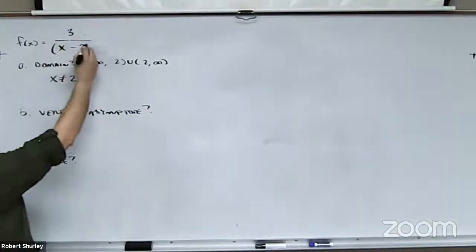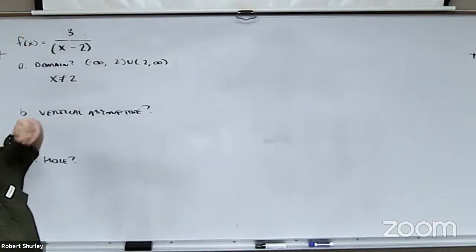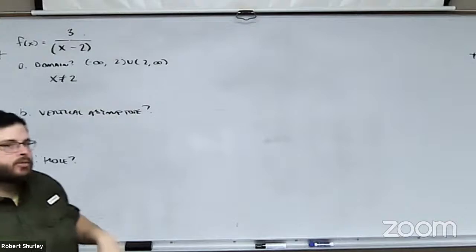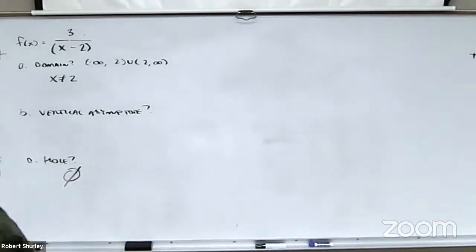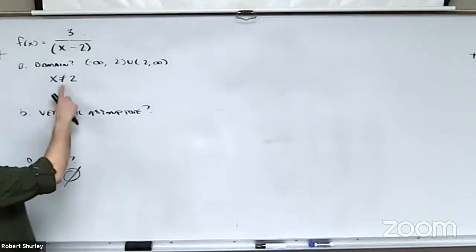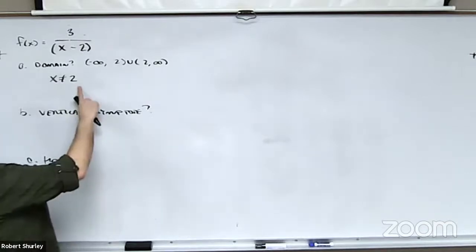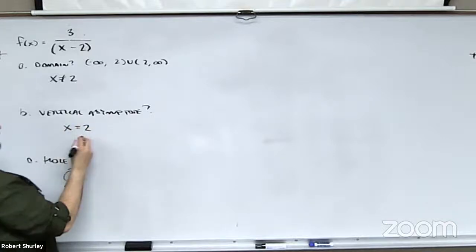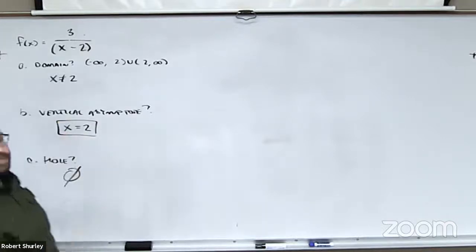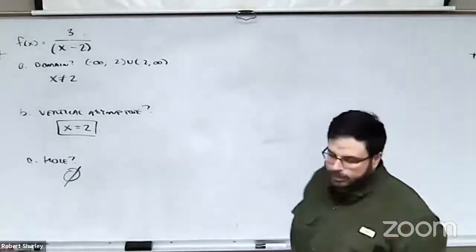Now, look at this, though. The difference in this one is that the numerator and denominator, neither one of those factor. So nothing cancels out. If nothing cancels, we do not have a hole, okay? And what we're left with are vertical asymptotes. So remember, this restriction is either going to be a vertical asymptote or a hole. If we go up here, it doesn't cancel. So therefore, we've got a vertical asymptote. Now, it's a vertical line, so it's x equals a number. It's x equals 2.